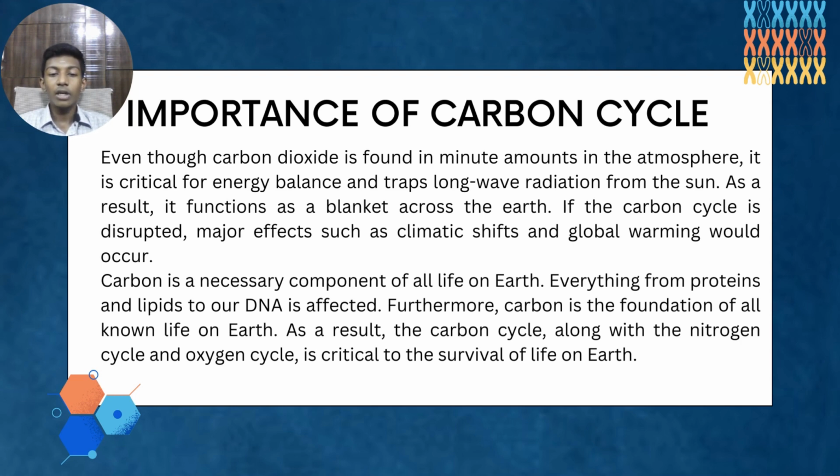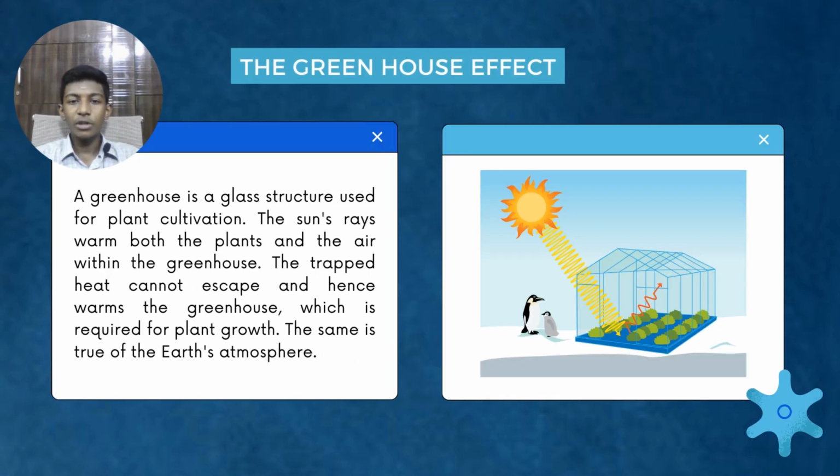Carbon is an integral component of every life form on Earth, from proteins and lipids to even our DNA. Furthermore, all known life on Earth is based on carbon. Hence, the carbon cycle, along with the nitrogen cycle and oxygen cycle, plays a vital role in the existence of life on Earth. Now, let's see about the greenhouse effect.